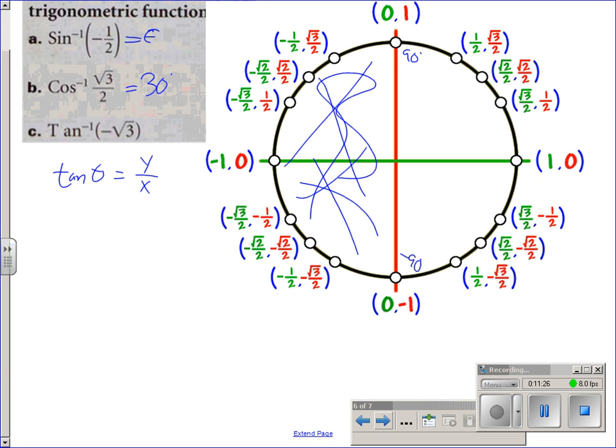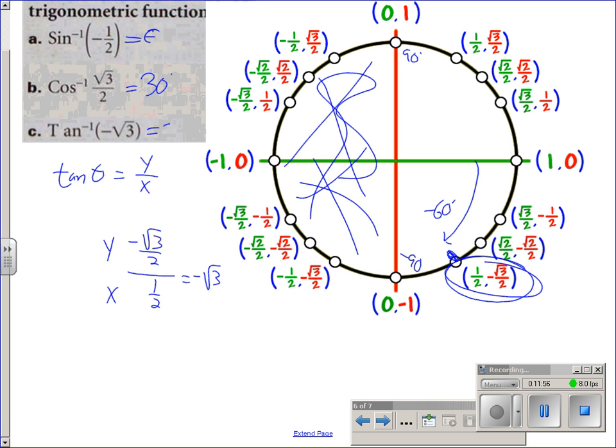So the tangent value, again, if you don't have your trig functions: negative square root 3 over 2, if you divide that by 1/2, gives you negative square root 3. So y over x. I am looking for the angle that has an x-coordinate of 1/2 and a y-coordinate of negative square root 3 over 2. That's this point right here, which is this angle. To get to here, that's negative 60 degrees. Okay, so we're still using our unit circle, but we're only getting one answer, and it's based on our restrictions on these inverse trig functions.